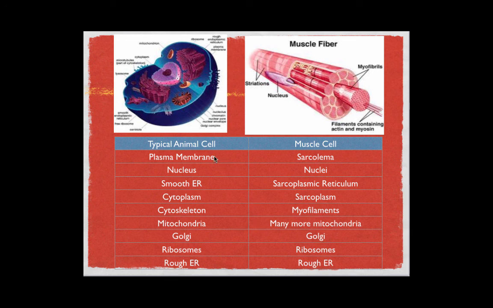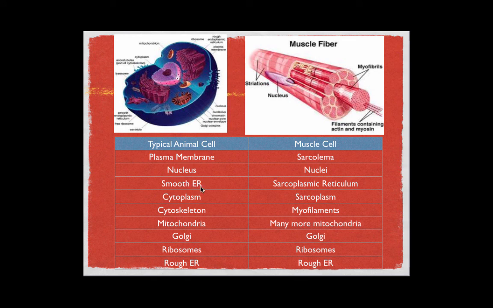So the plasma membrane in an animal cell, we know that that is the outer membrane. The plasma membrane determines what enters and leaves the cell. In a muscle cell, that is known as a sarcolemma. In a typical animal cell, we have one nucleus. That's where genetic information is stored. And in a muscle cell, same function, but we're going to have multiple nuclei.